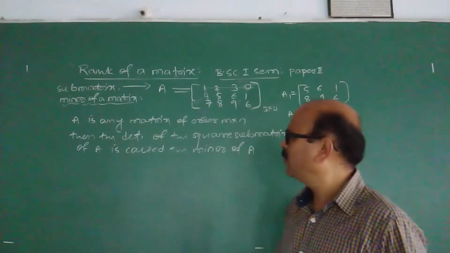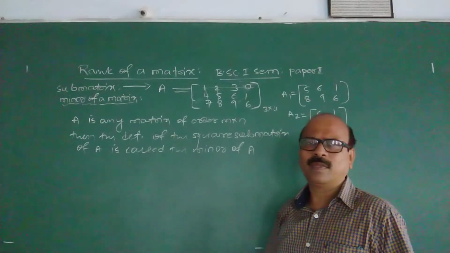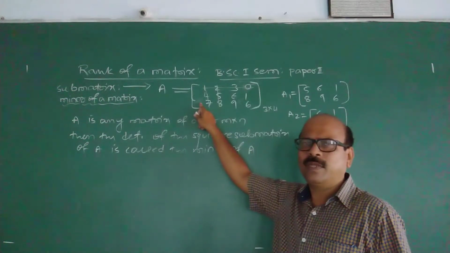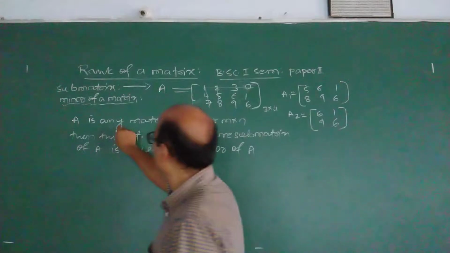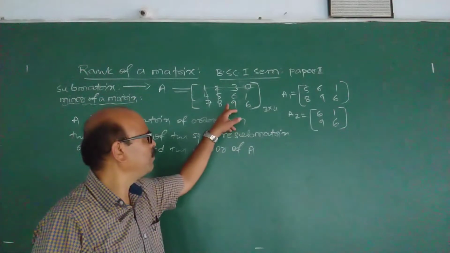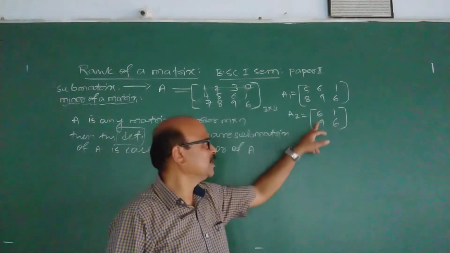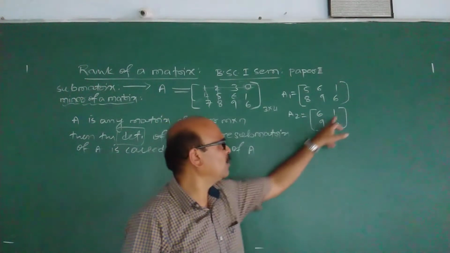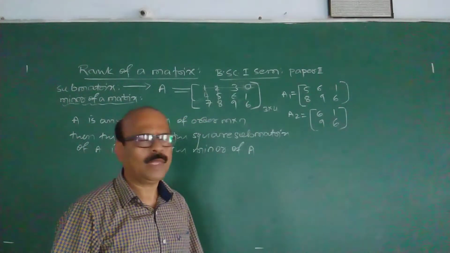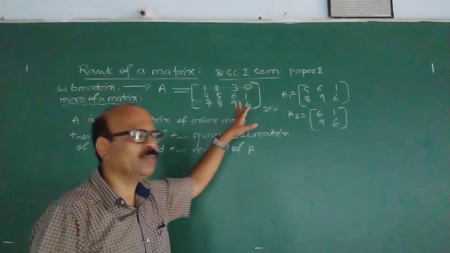Try to understand the definition because the complete topic rank of a matrix is defined in terms of this minor of a matrix. What is the definition? Suppose A is a matrix of any order, then the determinant of the square submatrix. Go to the previous example, I have taken matrix A, I have written 2 submatrices here. This is not square, but this is a square submatrix. The determinant of the square submatrix of A is called minor of A. A given matrix has not only one minor, it may have many minors.